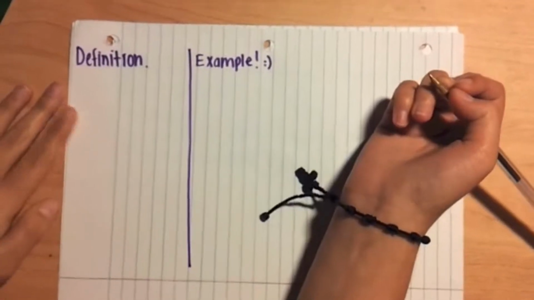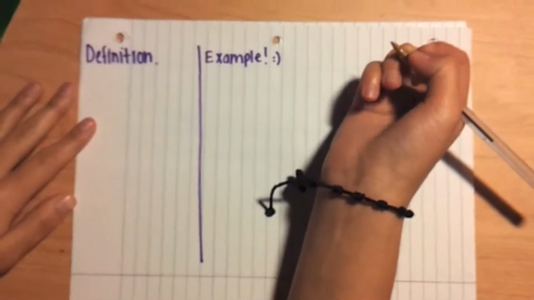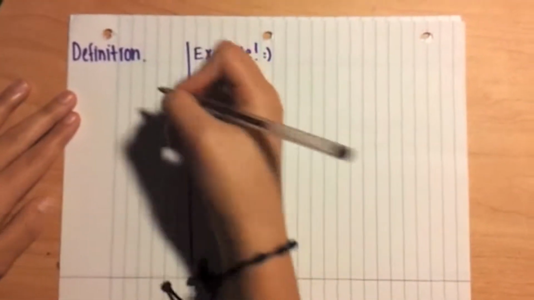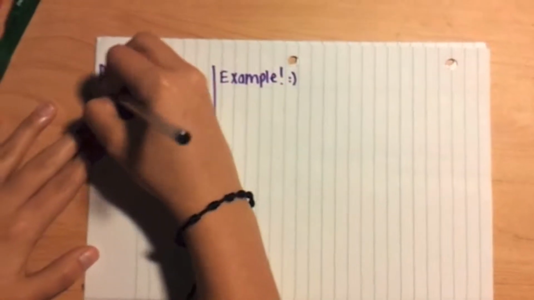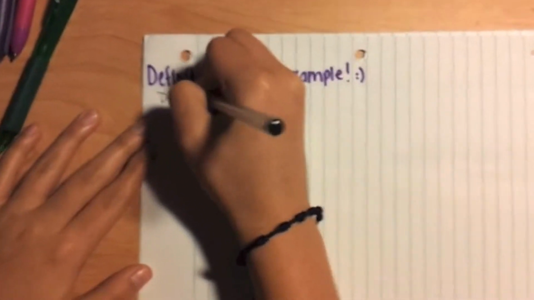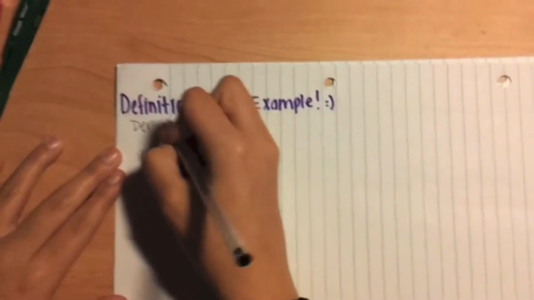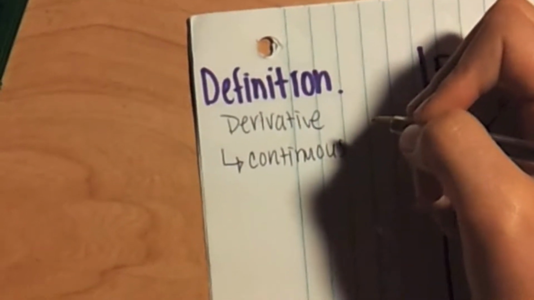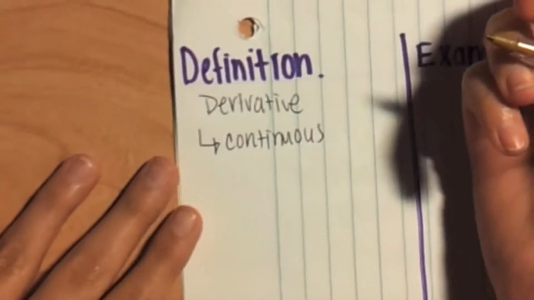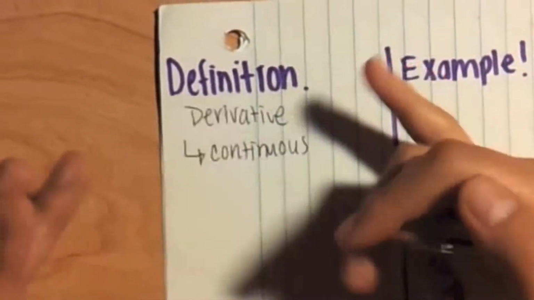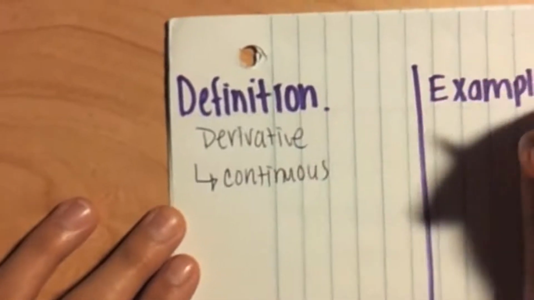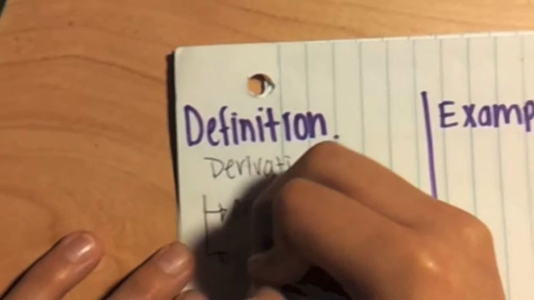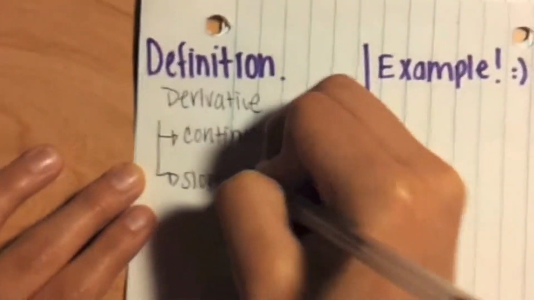So you all should know already about limits and continuity. A derivative exists only when a function is continuous, which means when the limit exists, like the limit to the left equals the limit to the right, and the limit itself equals the point on the graph, and when the slope from the left equals the slope from the right.